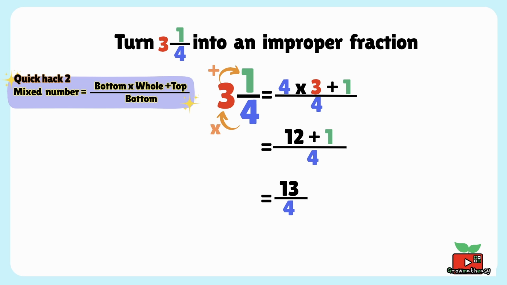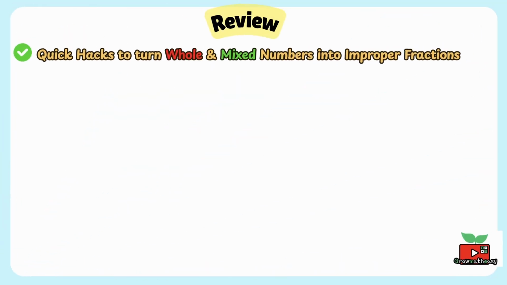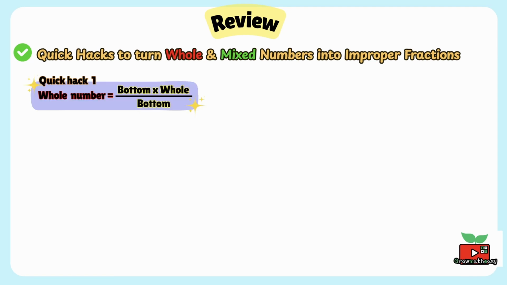We did it! Alright, let's quickly review our 2 quick hacks to turn whole and mixed numbers into improper fractions. Quick hack 1 about whole numbers: we keep the bottom number. For the numerator, we just multiply the bottom number by the whole number. For example, to convert 2 to a fraction with a denominator of 3, we keep the same denominator 3, and then for the numerator, we just multiply the bottom number 3 by the whole number 2. That is 3 times 2. So 2 wholes equals 6/3.